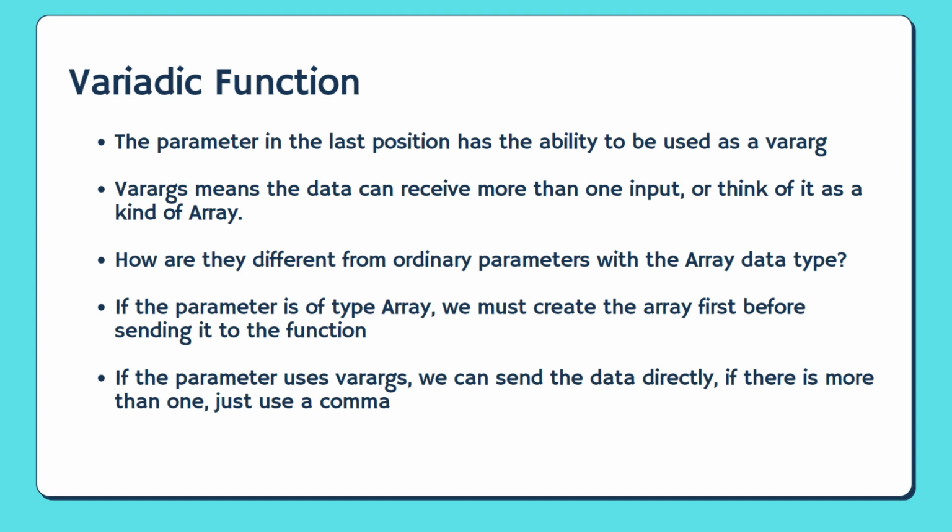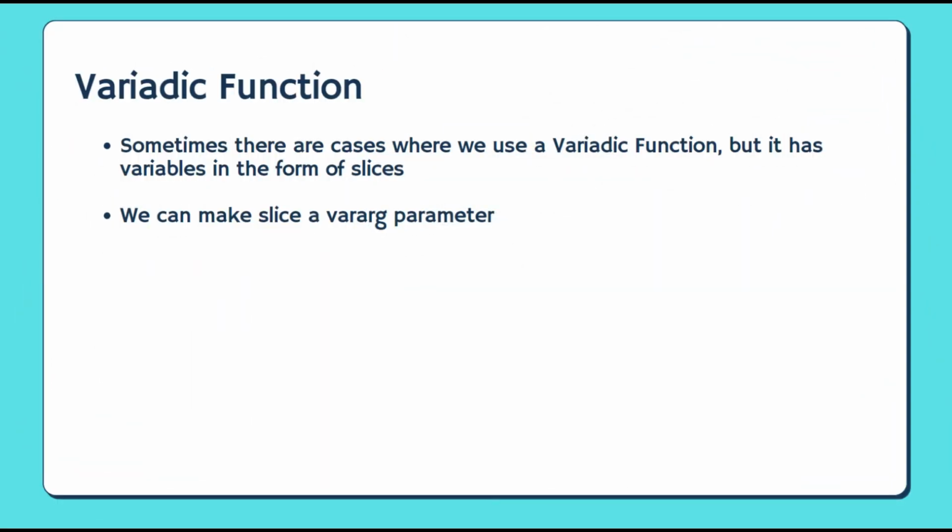If the parameter is of type array, we must create the array first before sending it to the function. If the parameter uses varargs, we can send the data directly. If there is more than one, just use a comma.